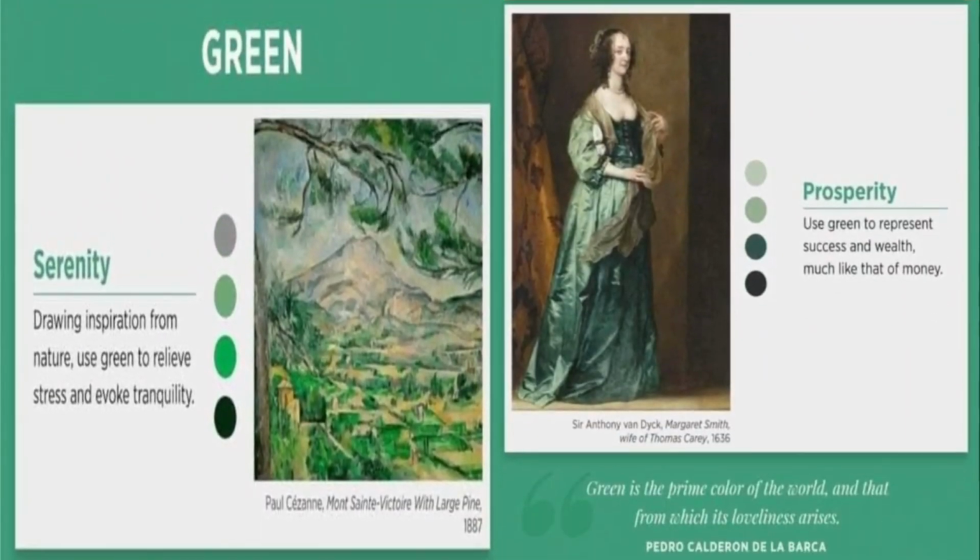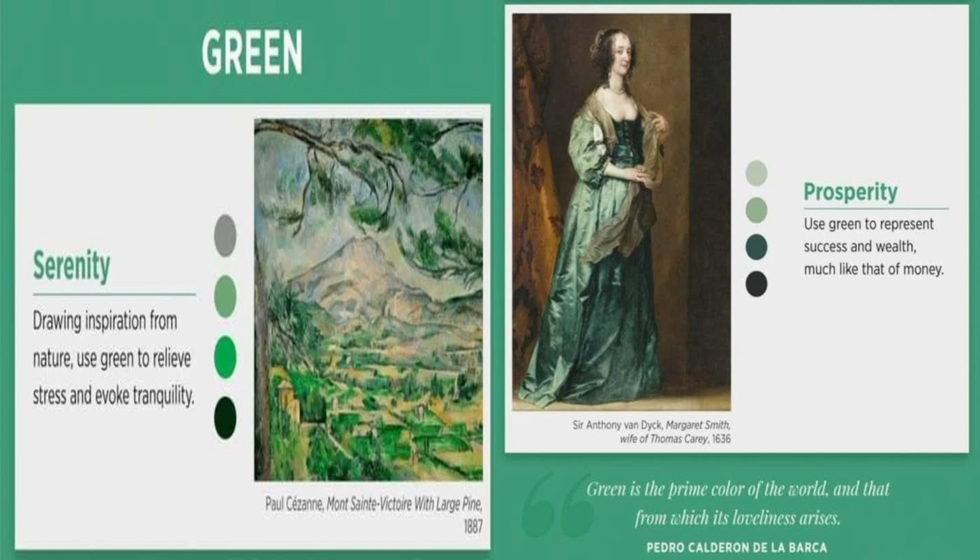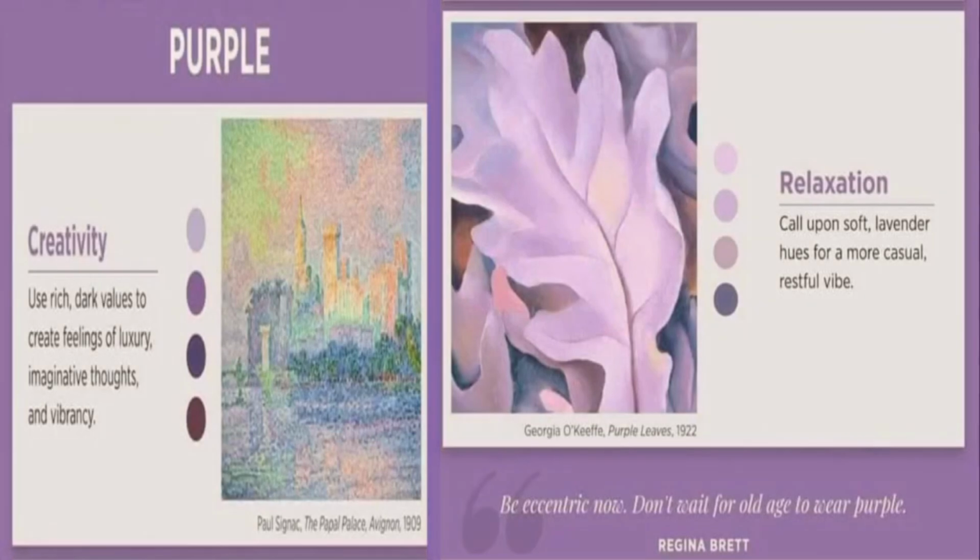Green: nature, growth, health, envy, tranquility. Example, Paul Cézanne, Mont Sainte-Victoire with Large Pine; Sir Anthony van Dyck, Margaret Smith, Wife of Thomas Carey. Purple: royalty, luxury, mystery, spirituality. Example, Paul Signac, The Papal Palace, Avignon.